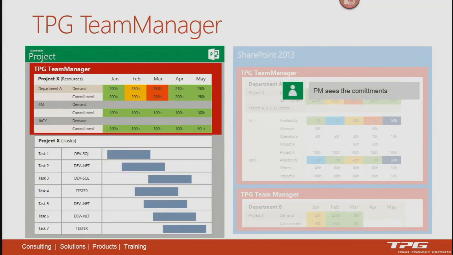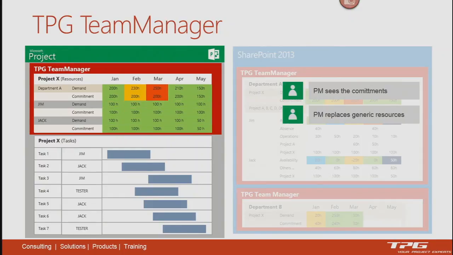So now the manual work of a project manager starts. He has to exchange generic resources with the real resources he got from the team. So he does it. He replaces the resources, and then he has almost a green wallpaper in his project. So that's the basic idea.